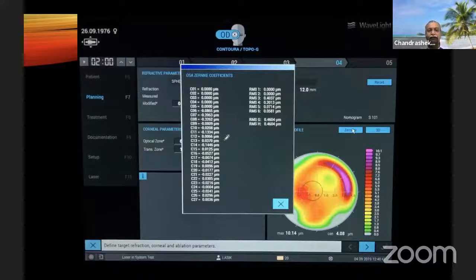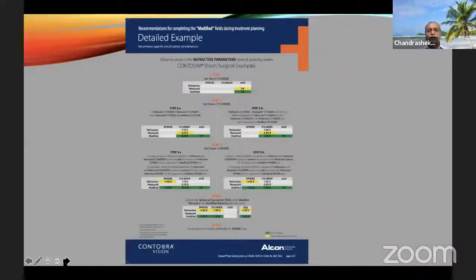Okay, and this will cause some refractive effect, which we have to adjust at C4. C4 stands for the defocus, that is a spherical refractive error, and C12 is the spherical higher order aberration. Now, there are some set standard guidelines by Alcon, which we followed initially.